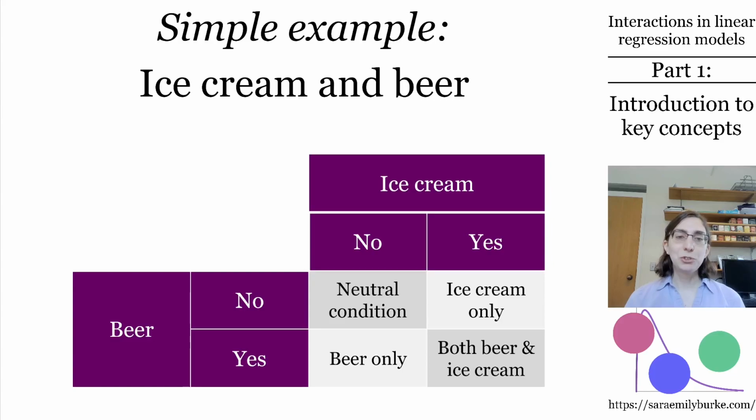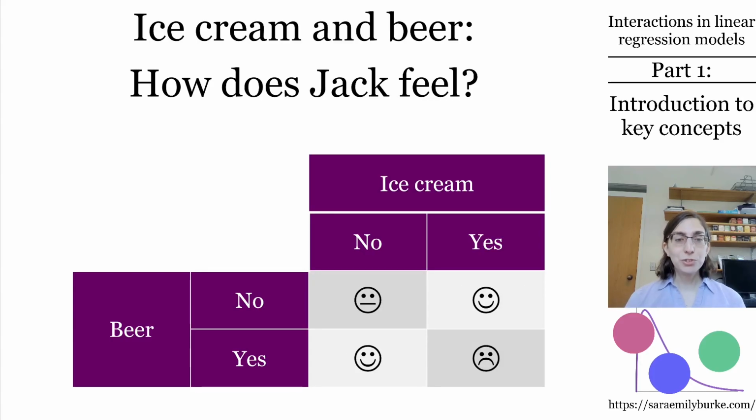Jack claims that ice cream and beer are two of his favorite things. So he wants to test how they make him feel separately and in combination. He's going to do an experiment where on different days, he tests out a neutral condition where he has no ice cream and no beer, an ice cream only condition, a beer only condition, and a condition where he has both beer and ice cream. Here are the results of Jack's experiment.